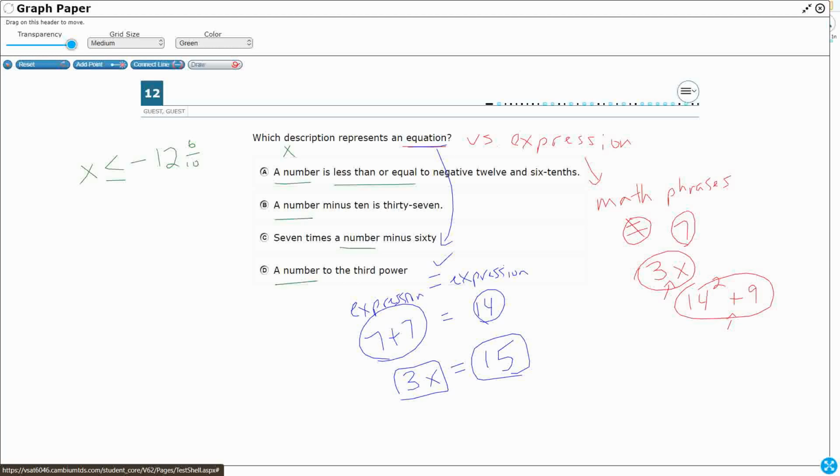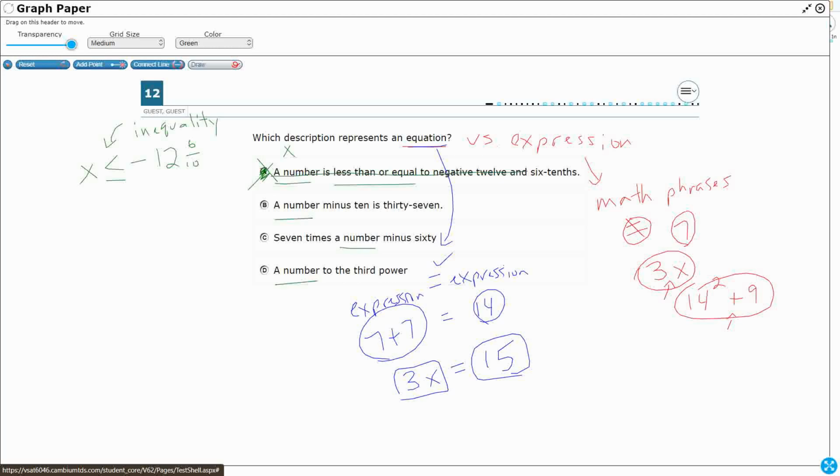This is actually a third one. So I've talked about equations and expressions. This kind of acts like an equation, but since we don't have an equal sign here, we're actually going to call this an inequality. So if it had an equal sign, that'd be an equation, but that's not going to be it because it has an inequality. So let's look at B.